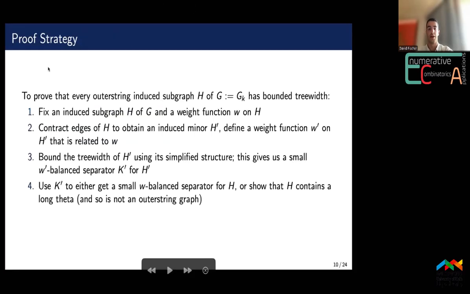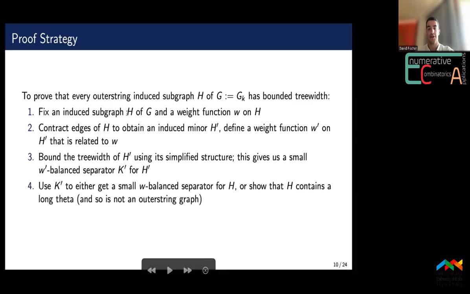So with that, we can quickly overview the proof before we show some of the details. So just to recall, we want to show that if we take an induced subgraph H of G, either it has small tree width, or if its tree width is too large, then it has to be an outer string graph. So recall that G has unbounded tree width because its tree width is dependent on K, which can be arbitrarily large. So we want to show that an induced subgraph H of G_K for any K has either tree width under some constant that's not dependent on K, or it contains a long theta.